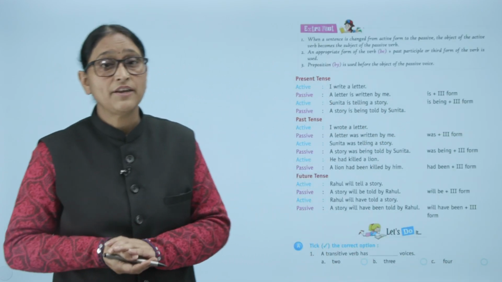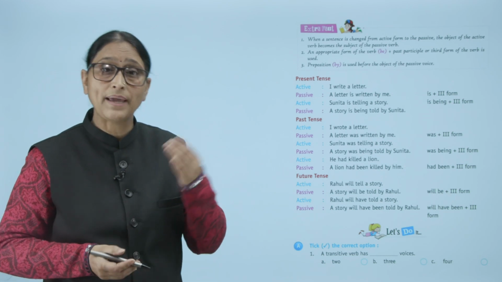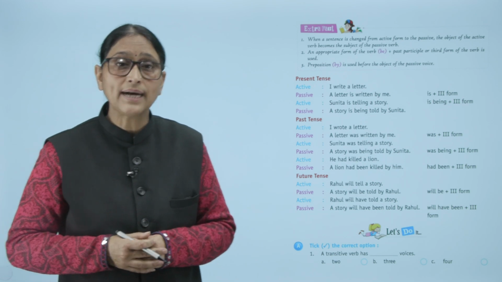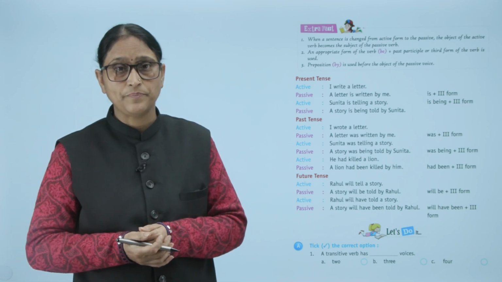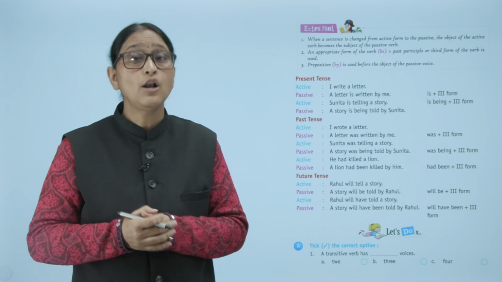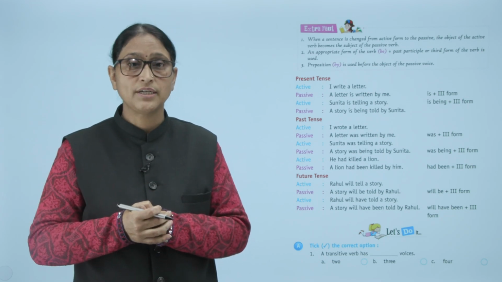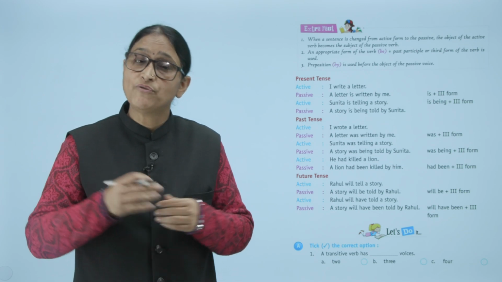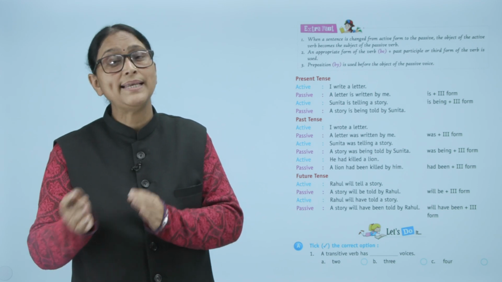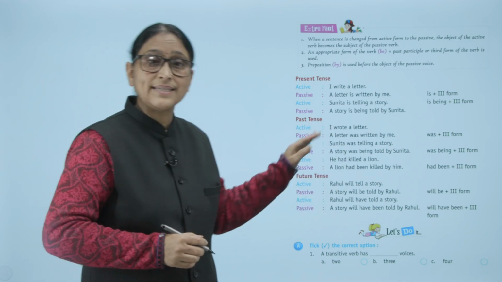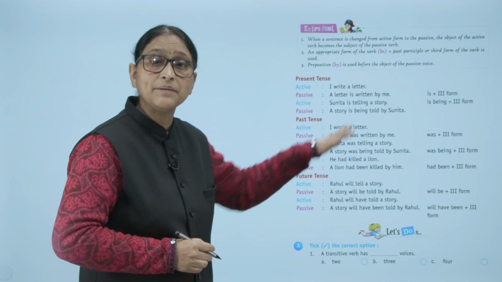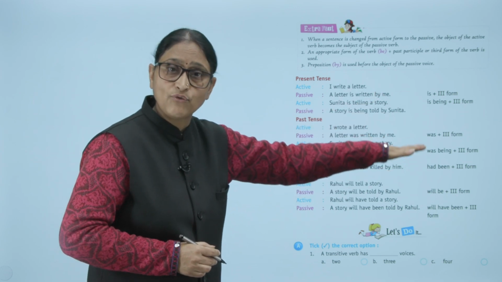Now extra facts. When a sentence is changed from active form to the passive, the object of the active verb becomes the subject of the passive verb. An appropriate form of the verb be, and the past participle or third form of the verb, is used. Preposition by is used before the object of the passive voice. जो पैसिव वॉइस का ऑब्जेक्ट होगा उससे पहले क्या यूज करेंगे? बाई का. Now present tense, active voice: I write a letter. पैसिव वॉइस, A letter is written by me, is plus third form of verb.